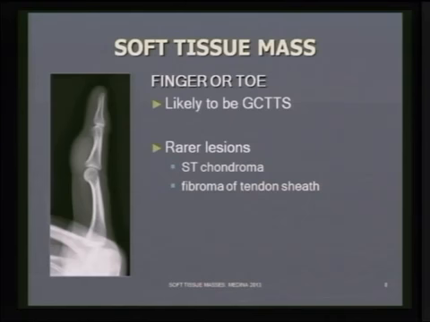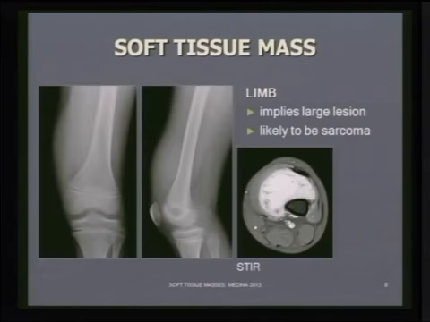Rarer lesions we saw were soft tissue chondroma, which may show chondral type calcification, occasionally fibroma of tendon sheath. But also remember that, as I've mentioned, cystic lesions cannot be differentiated from solid lesions. So certainly those lesions related to the tendons may in fact be small ganglion cysts, and that can be assessed further with ultrasound or MRI, as I've already mentioned.